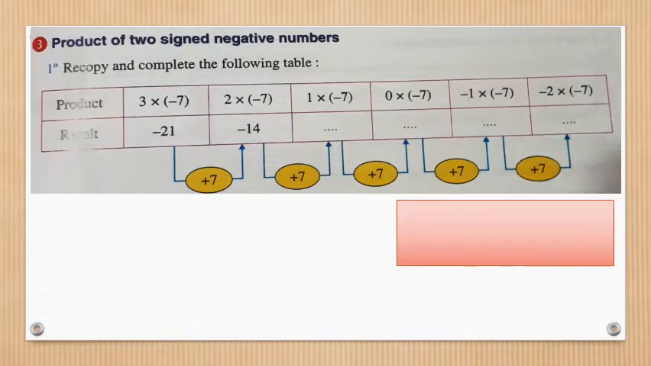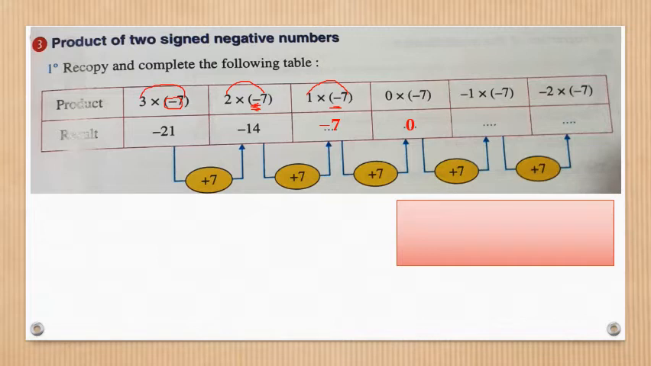Recopy and complete the following table. 3 times minus 7: 3 times 7 is 21, and we have minus 7, so I should write minus 21. 2 times minus 7: 2 times 7 is 14, and here we have a negative sign. 1 times 7 is 7, and we have a negative sign here. 0 times minus 7: we know that any number multiplied by 0 is equal to 0. Now, minus 1 times minus 7.